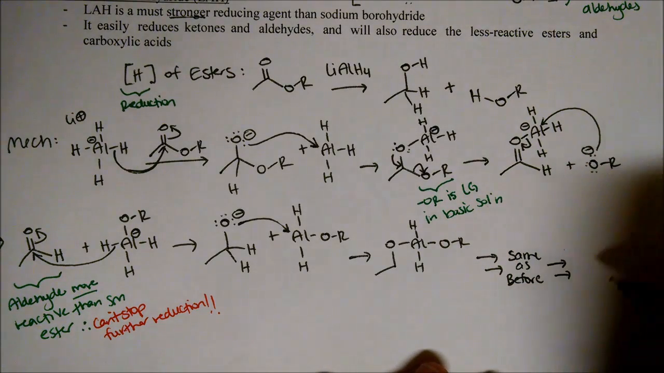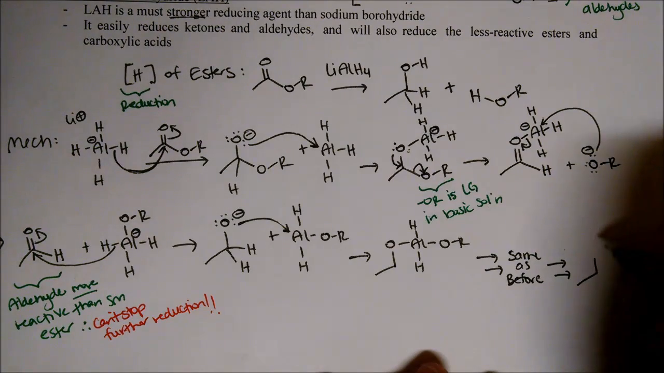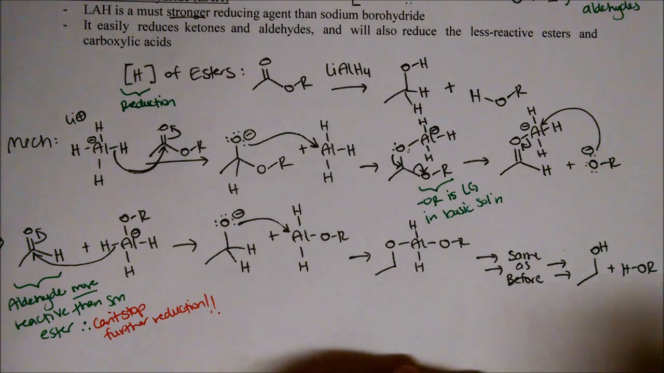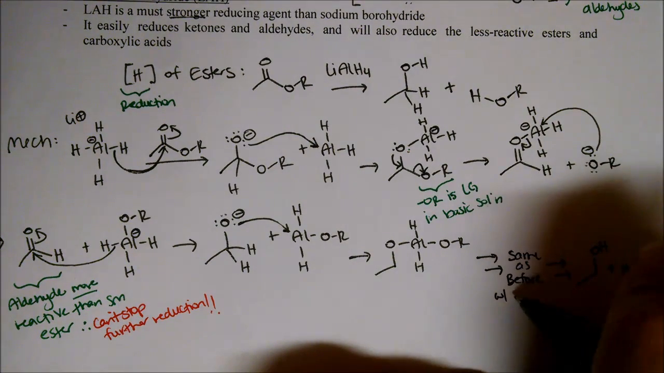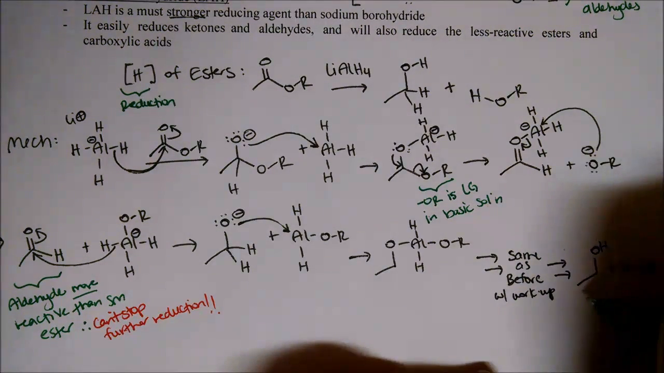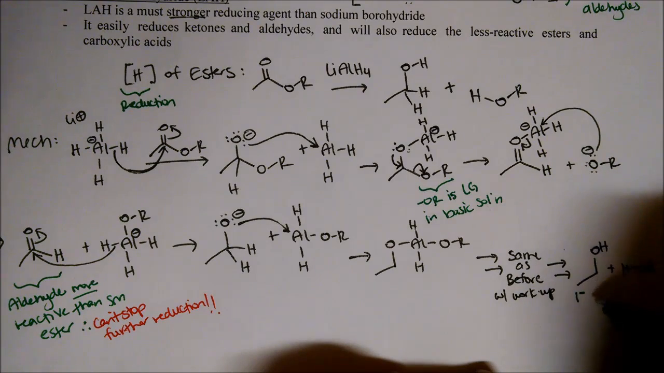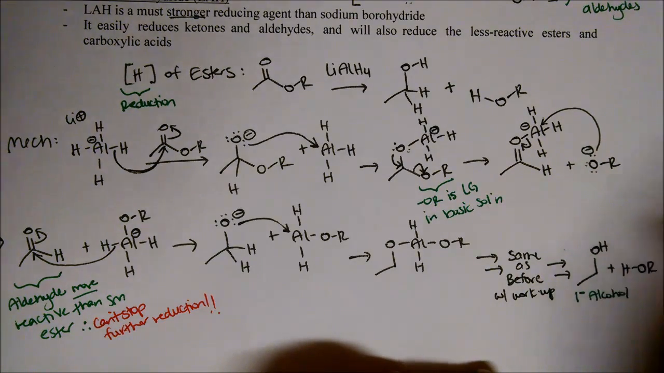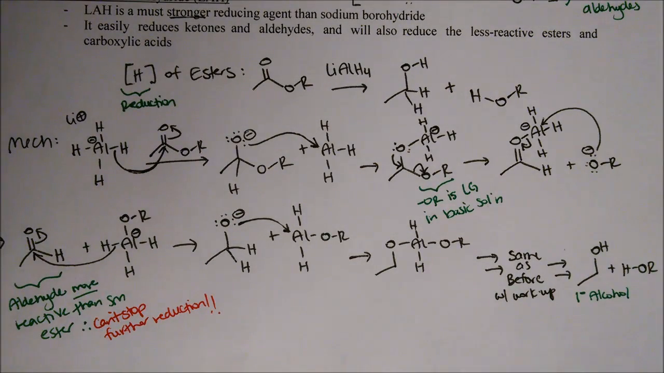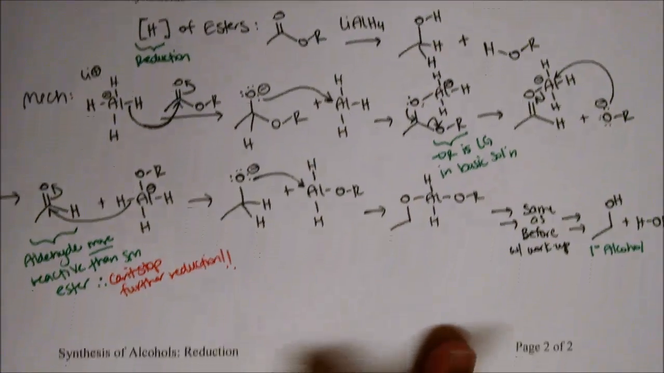And we get, after our workup, OH, this group is going to make an alcohol as well, HOR. Same as before with workup. Importantly, here we get our key primary alcohol. We do make a primary alcohol here as a result of this reduction. So let's look at a few examples.